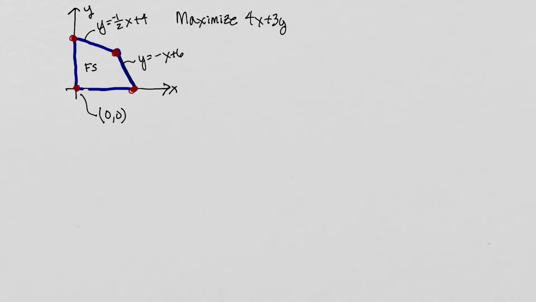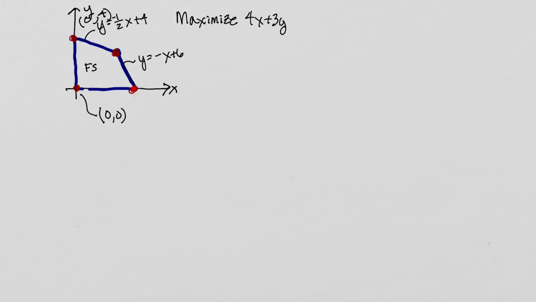Well, this point right here, that's just the origin, so we have those coordinates, 0, 0. This point up here, this is the y-intercept, and if we look at this equation right here, this is the line that intercepts the y-axis. And when we let x equals 0, put 0 in for x, we'll get y equals 4. So the coordinates of this point are 0 for x, 4 for y.